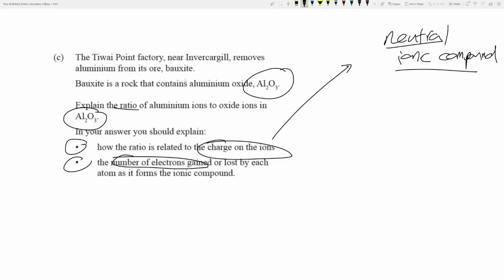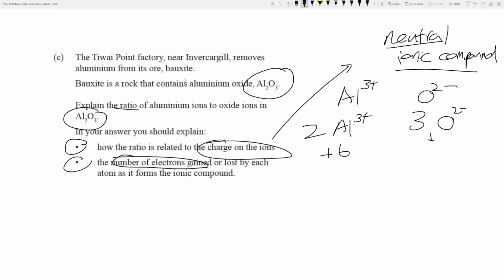So that means they cancel each other out. So you can go Al is 3 plus, oxygen is 2 minus. So I need 2 Al3 plus to give me positive 6. I need 3 oxygen 2 minus to give me negative 6. My positive 6 and negative 6 cancel each other out to give me a neutral charge of 0. And if you can put what I've said in a sentence, in a paragraph, well done, you got a merit. So how do we get the other merit, which is, if you got both of these, you get excellence.